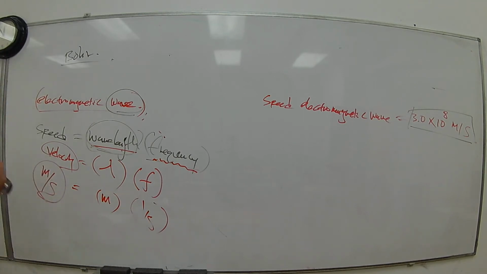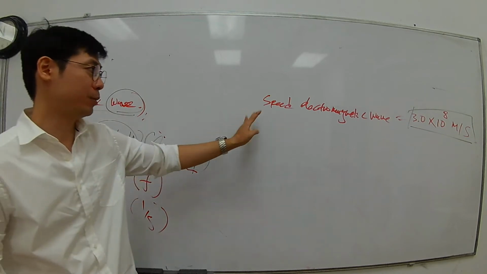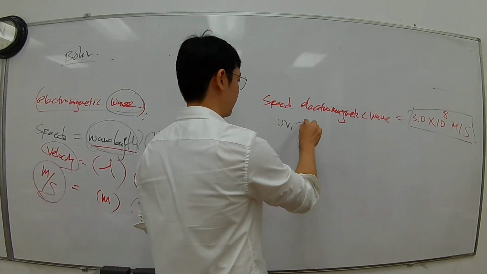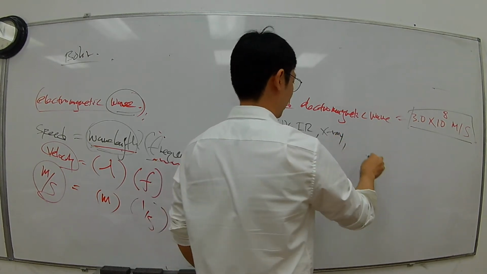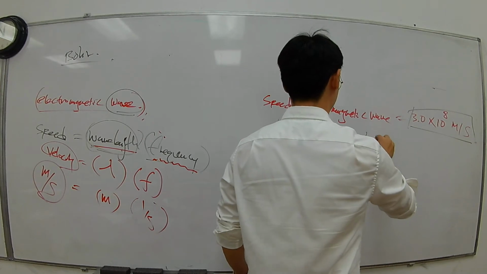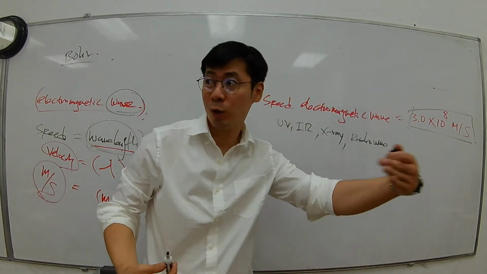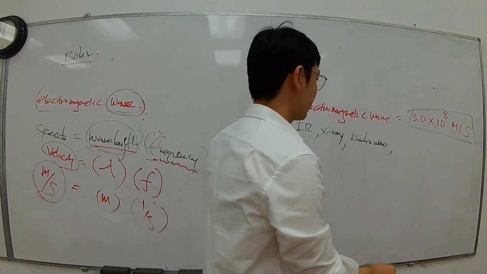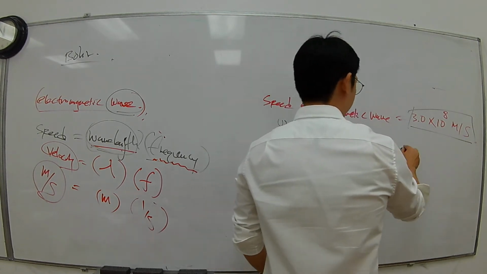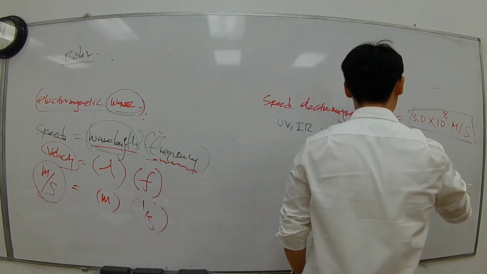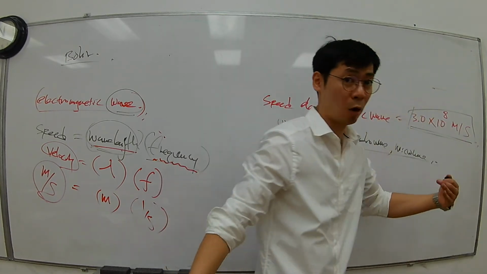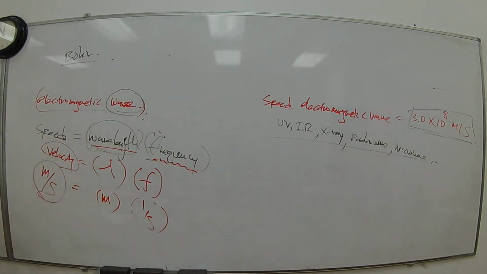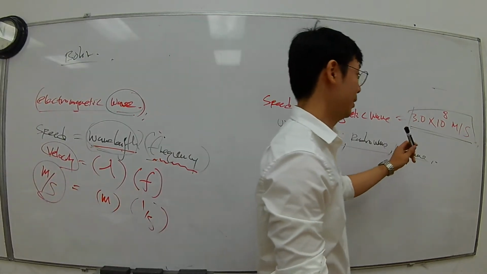So that speed is not only visible light, but as well it could be UV, infrared, X-ray, radio wave. The radio wave, like the FM radio wave, like the car radio. So all, like, microwave. These are all visible light, they have the same speed, okay? They all fall under what we call electromagnetic waves, and they have the same speed.